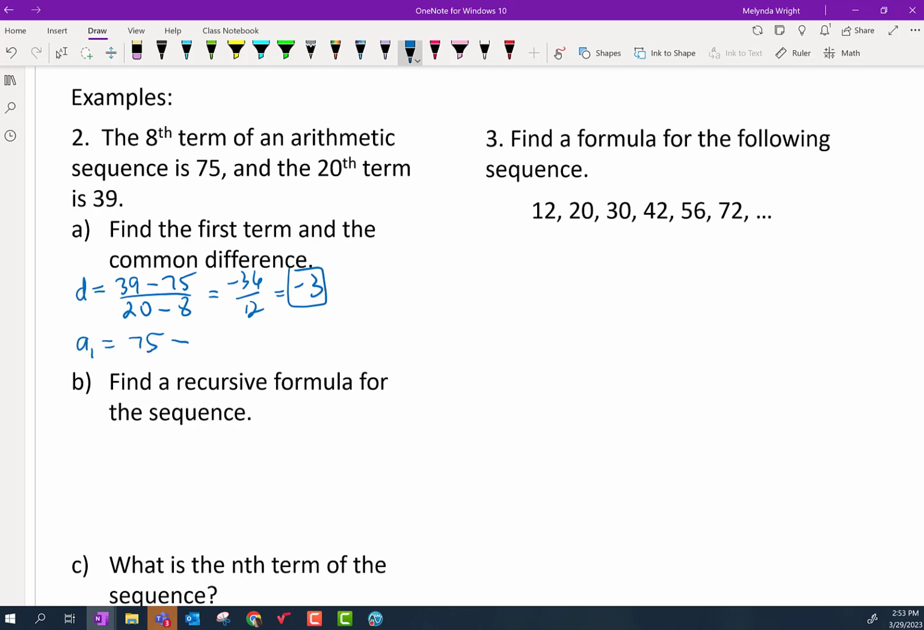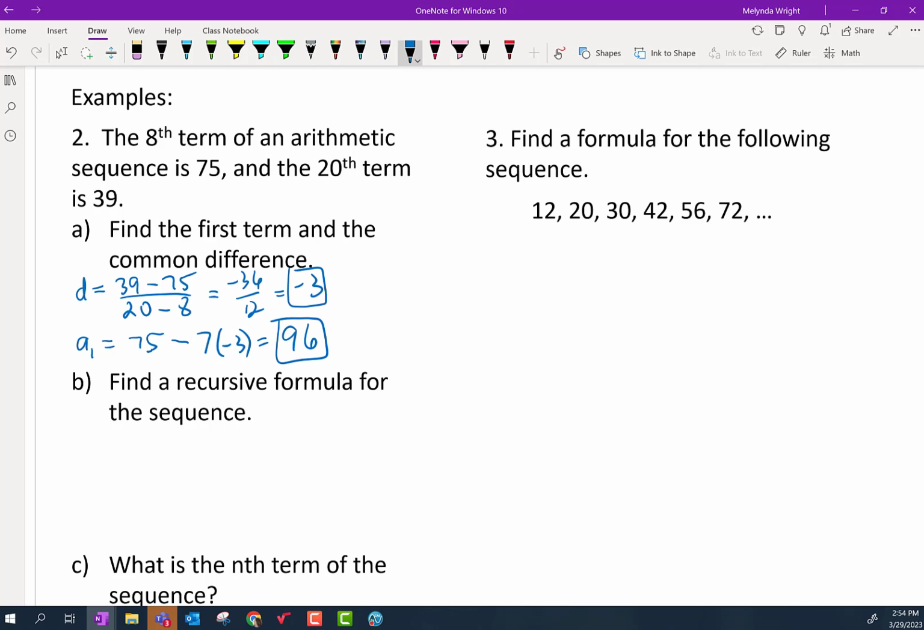And I'm going to take away, let's see, 75 is the 8th term, so I need to take away 7 terms whose common difference is negative 3. That's basically like rewinding it, if you will. It's going to take me back to the first term. And in this case, the first term is 96.